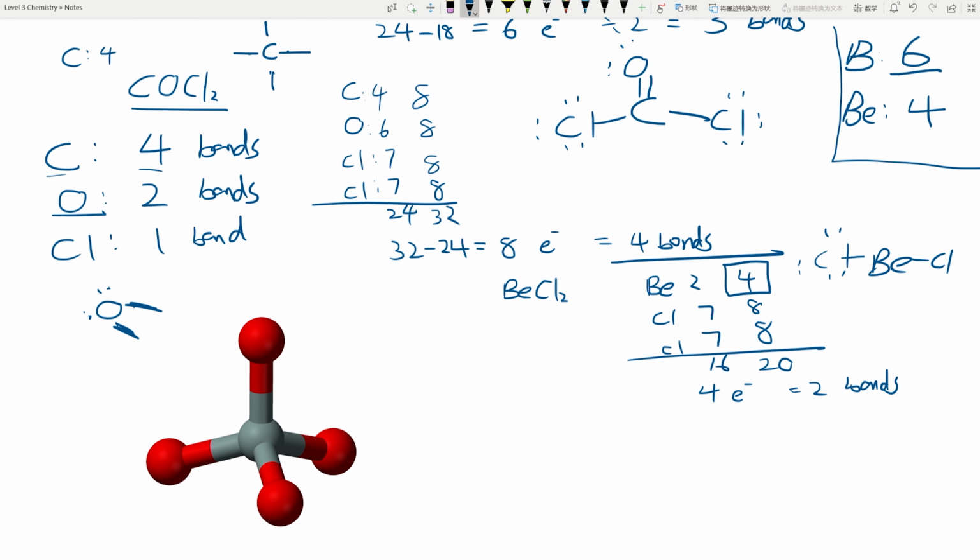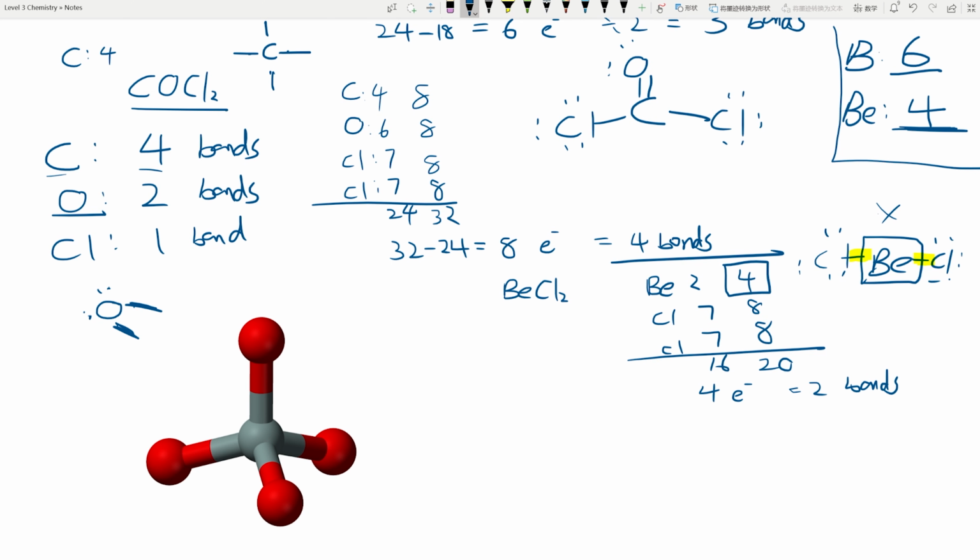Make sure your chlorine has 8 electrons around it. Now note the beryllium itself, you don't put dots around it, because it only needs 4 valence electrons. Right now it already has 4. It has one bond here, so that's 4 electrons, so it's already quite stable. Okay, so that's the Lewis diagram.